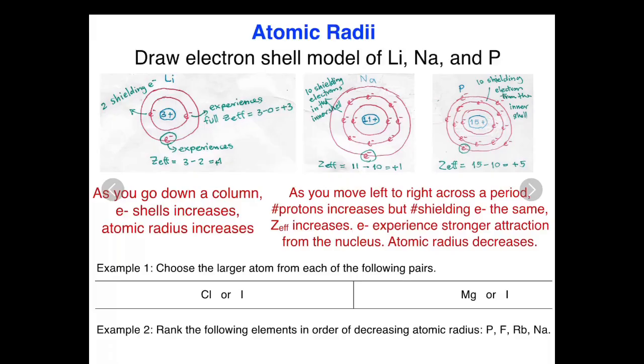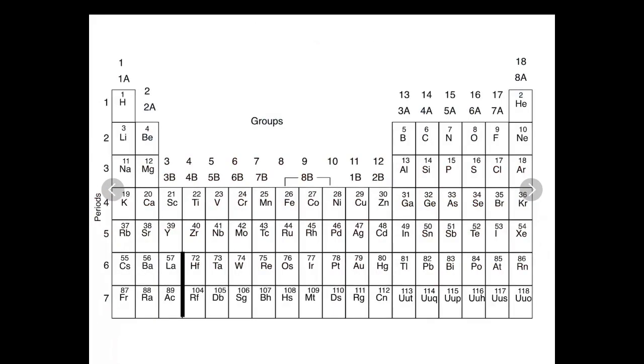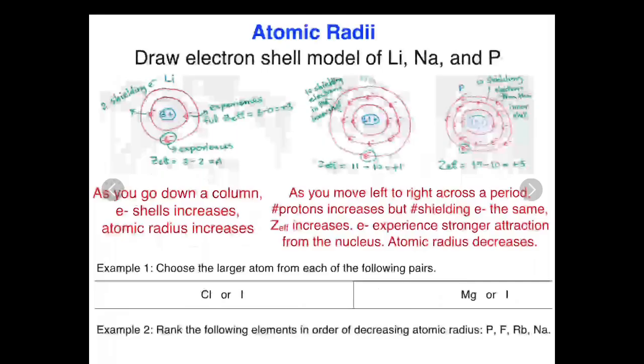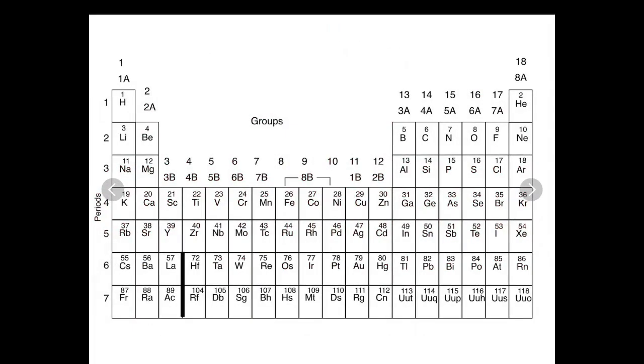All right, so what I would like you to do next is look at example 1. We are going to compare chlorine and iodine, and also magnesium and iodine. Here is the periodic table. So what is the first one? Chlorine and iodine. Chlorine is right here, iodine is right here. They are in the same column, right? So this is n equal to 1, this is n equal to 2. If you keep counting, chlorine would have 3 energy levels, but iodine would have 5 energy levels.